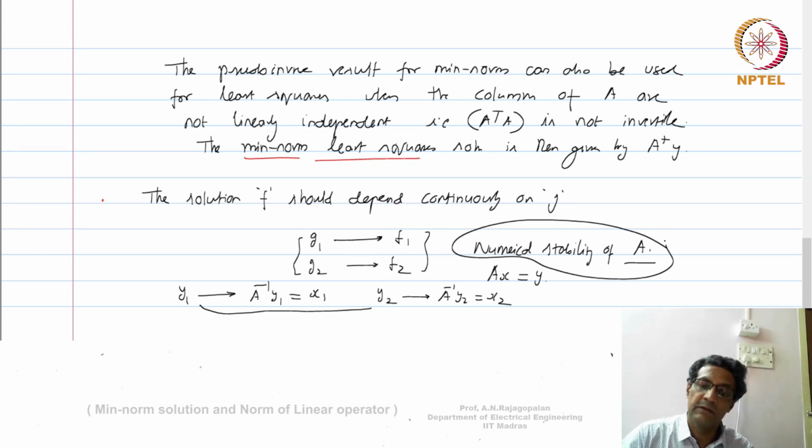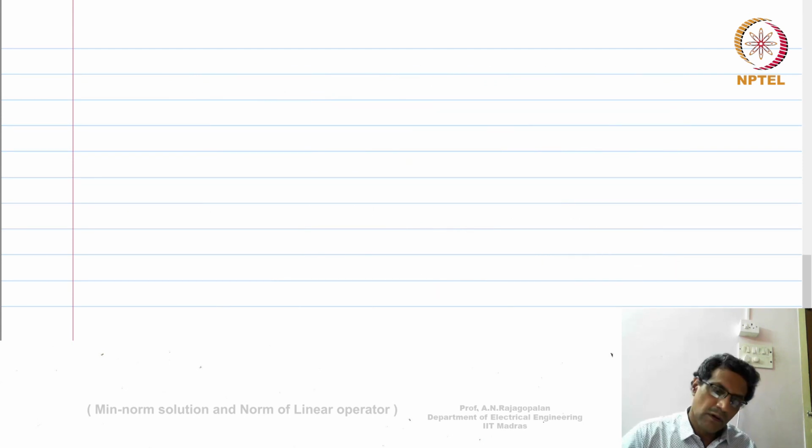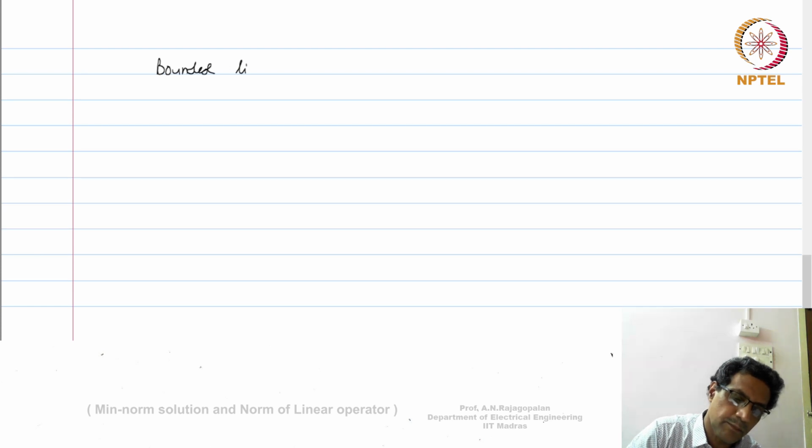So we would like to examine this notion in more detail. In order to understand that, we have to talk about the norm of an operator and so on, which is what we will see next. Let's first talk about a bounded linear operator, and then we'll come down to the matrix. Let's first talk about the general notion of a bounded linear operator.